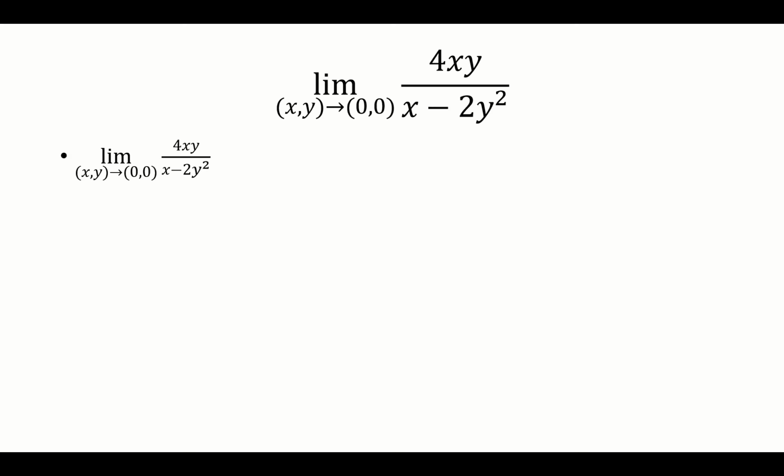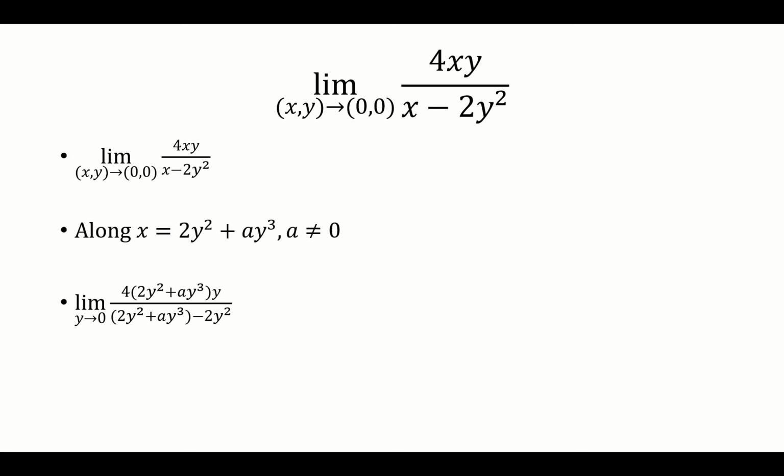So the approach that we need to take is, we want to get rid of the denominator. If we can get rid of x minus 2y squared and replace it with another term, then that's a good path to take. So we're going to take the path along x equals 2y squared plus ay cubed, where a does not equal 0. What this does is the 2y squared will cancel out with the 2y squared, and then we're just going to be left with ay cubed in the denominator.